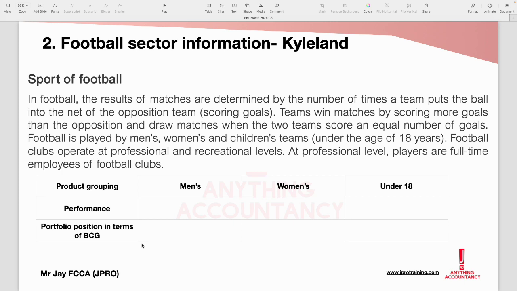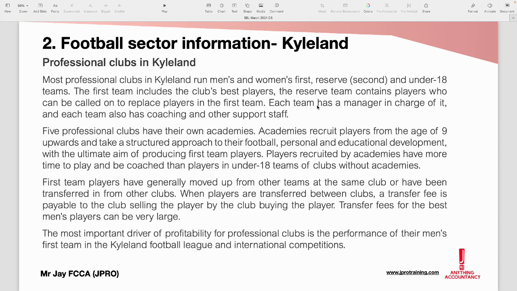Football clubs operate at professional and recreational level. At professional level, players are full-time employees of the football club. So we know that there are professional football and recreational football. Those are the two types of clubs that you have.